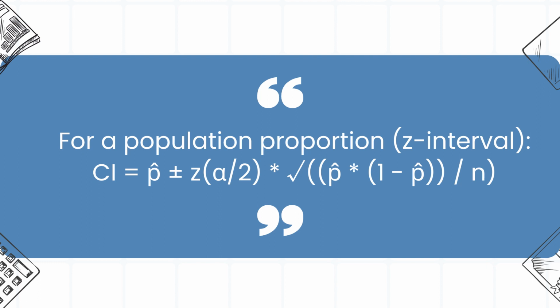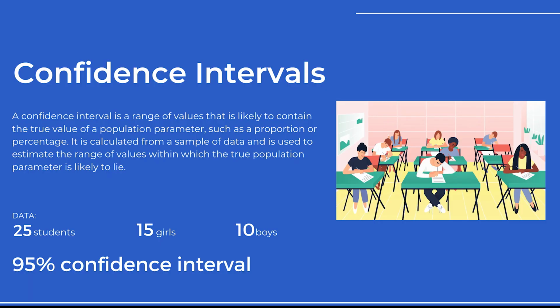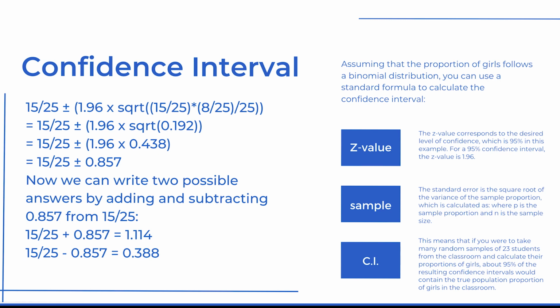Once we have calculated the confidence interval, we can say that we are 95% confident that the true proportion of girls in the population is within that range. So for example, if our confidence interval is 0.4 to 0.8, we can say that we are 95% confident that the true proportion of girls in the population is between 40% and 80%.